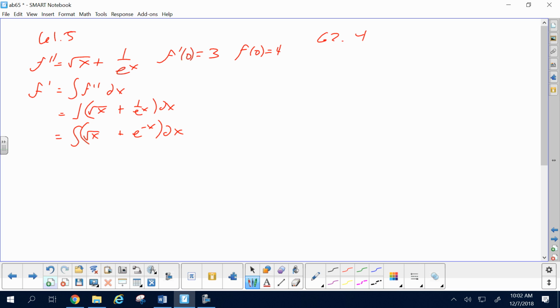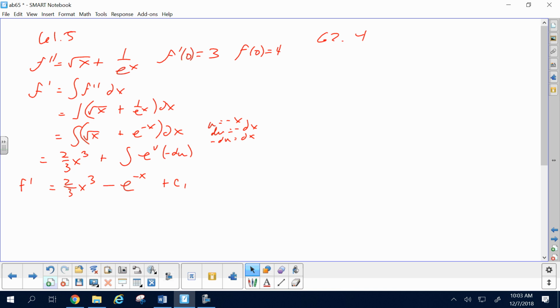Whether you use u-sub or not is up to you. If you go by the book and use u-sub, I think we're cool there. If I do this by u-sub, u is negative x, du is negative dx, so negative du equals dx. So this becomes e to the u times negative du. The antiderivative then is negative e to the negative x plus a first constant for f prime. So check that right there. Did you get a negative when you anti-differentiate? Are we cool?